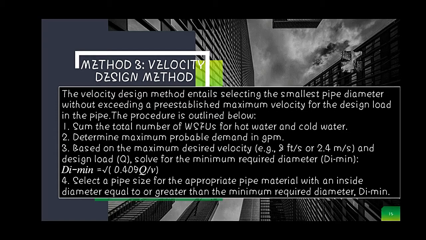Then, based on the maximum desired velocity and design loads, solve the minimum required diameter. And then select the pipe size for the appropriate pipe material with an inside diameter equal to or greater than the minimum required diameter.